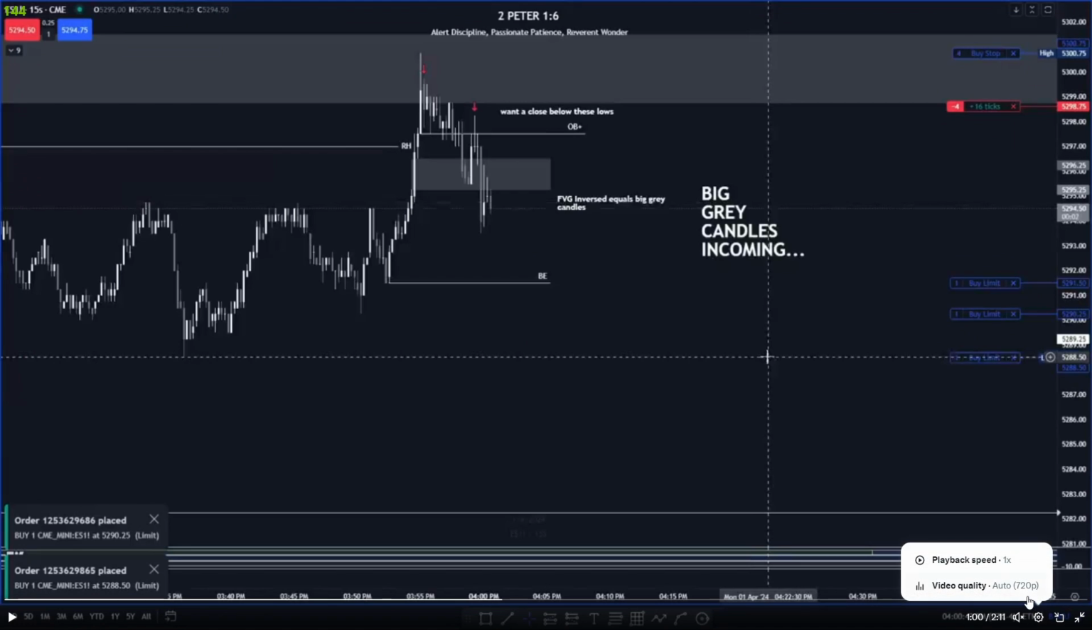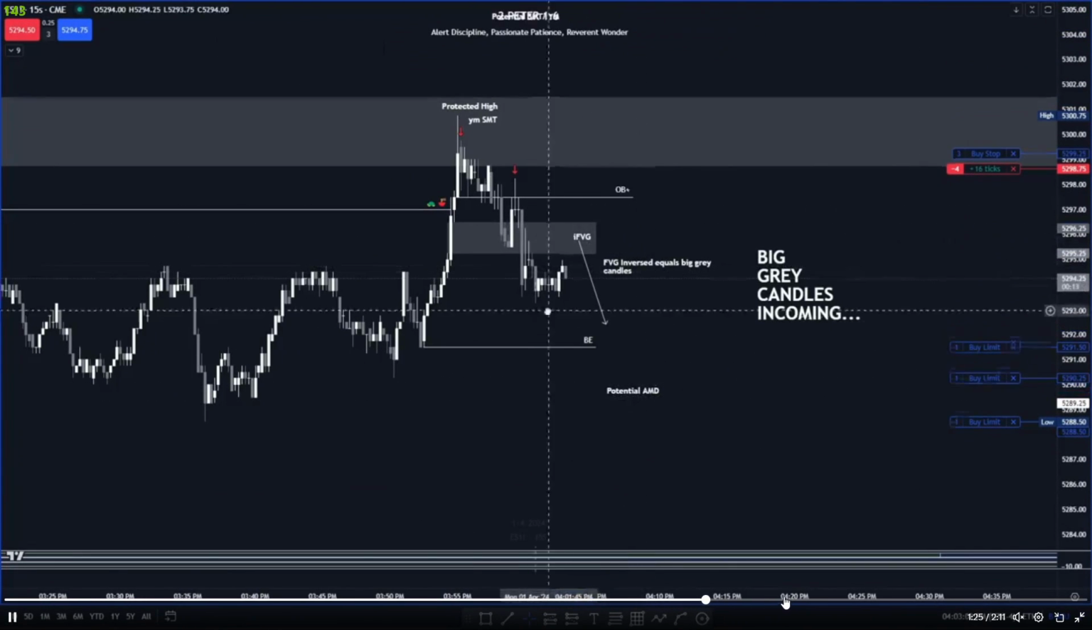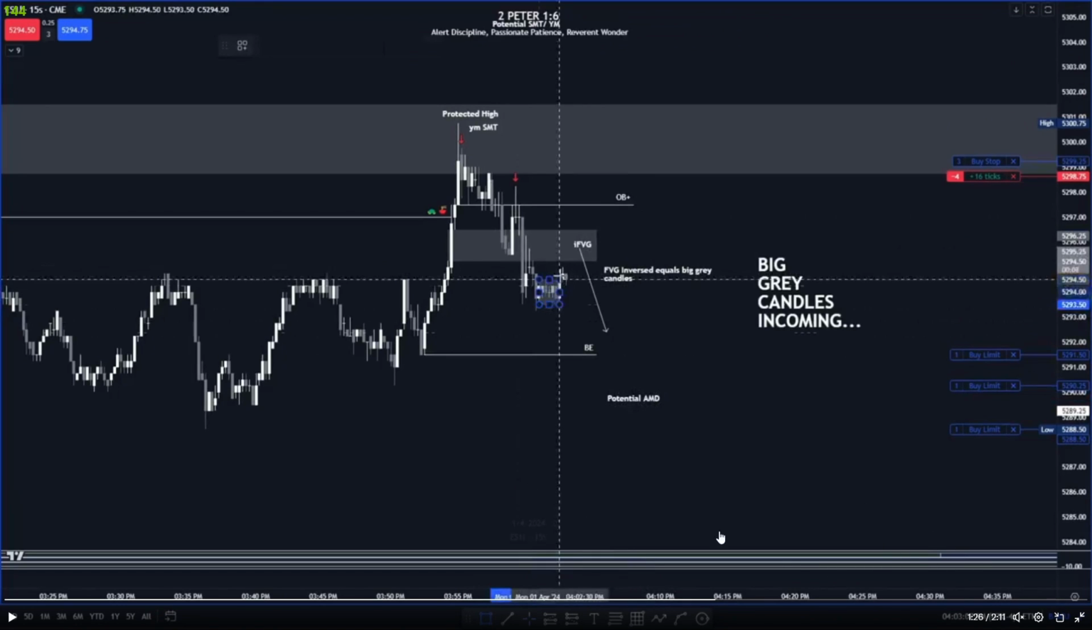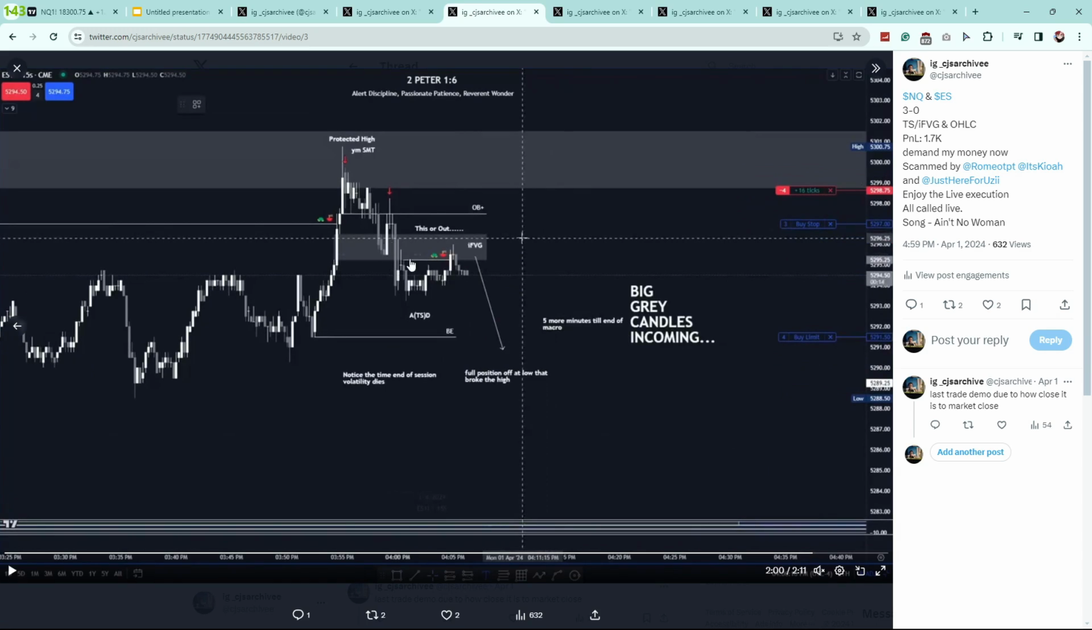I don't know why the quality is so bad on this, but this is basically how I'm managing the trade. And price continues to go down, but we eventually lose volatility toward the end, as y'all can see, and then we just go and close the trade manually.